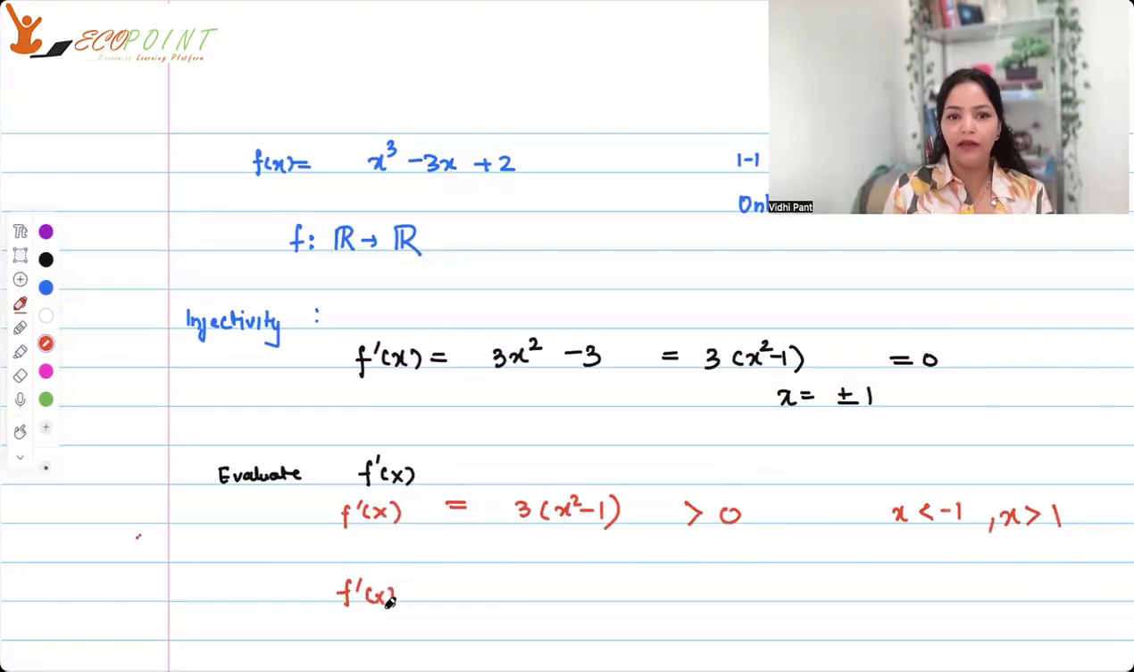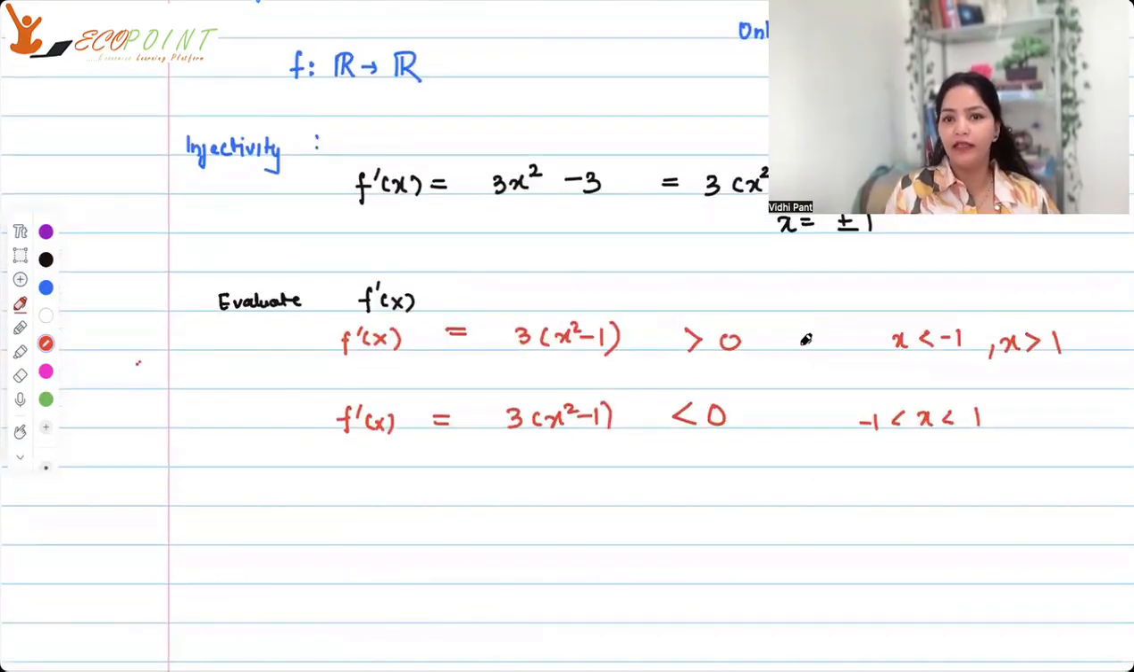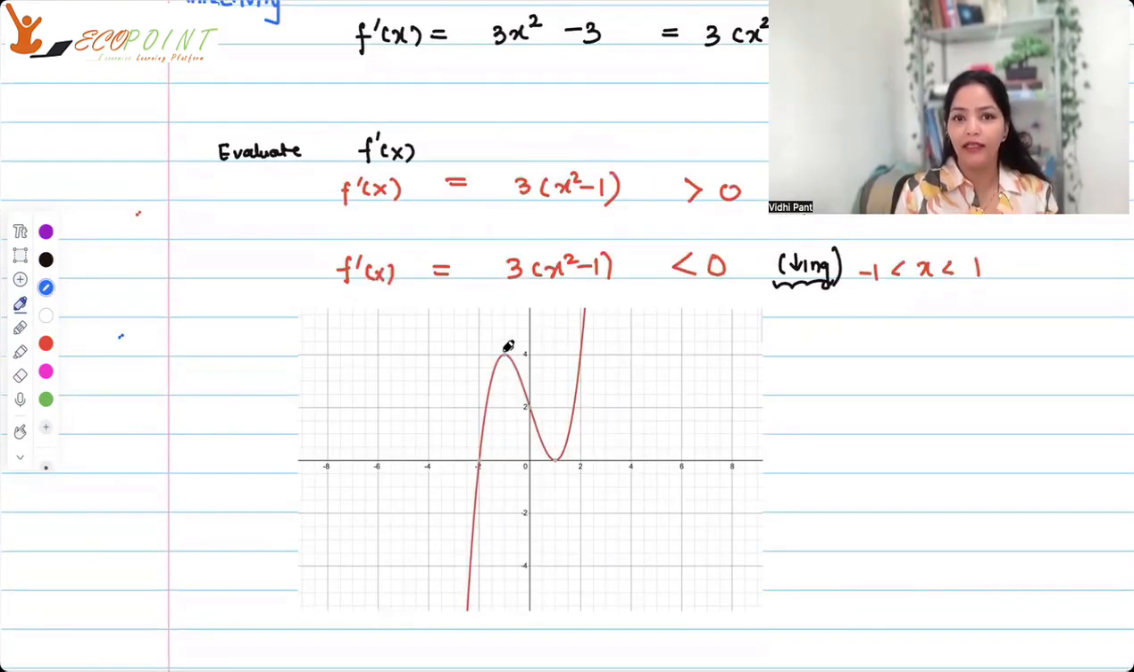And on the other hand, when x square minus 1 is less than 0, this expression is less than 0. That is, whenever x is between minus 1 and 1, it is less than 0. So what's happening is, here it is increasing, and here it is decreasing. So it increases when x is less than minus 1, then between minus 1 and 1 it decreases, and then again it increases.